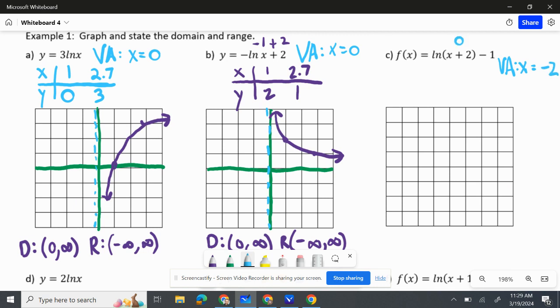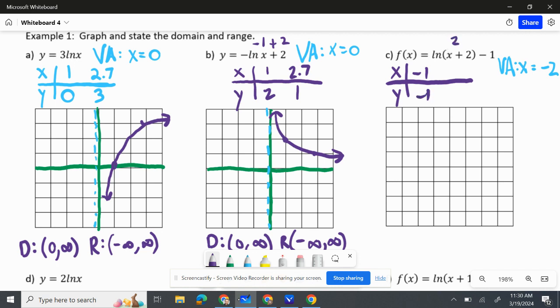So that's our vertical asymptote. Now, when we're coming up with the points, we also have to think pretty cleverly. We're thinking about what would give us these values inside the parenthesis. So of course we want 1. So what would give us a 1 inside the parenthesis? And that would be a negative 1. When we plug in the negative 1, plus 2 is 1. Natural log of 1, of course, is 0. Minus 1 is negative 1.